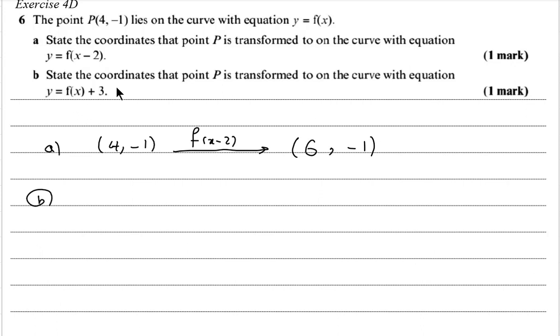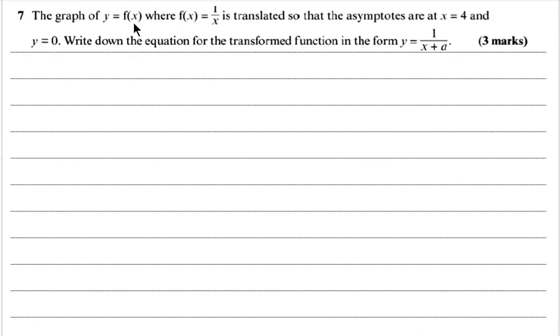To answer B, also f of x and then plus 3 for the same point, 4 and negative 1, by the transformation here. F of x, close the bracket, and then plus 3. This 3 is for the y coordinate. We will add to the y coordinate positive 3, okay, which means that 3 minus 1 is 2. Very nice question.